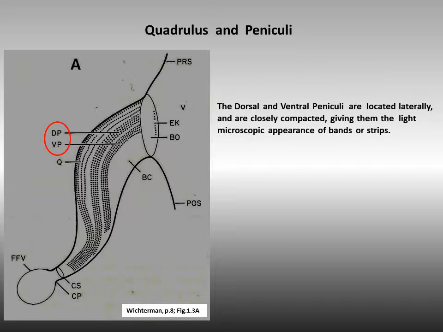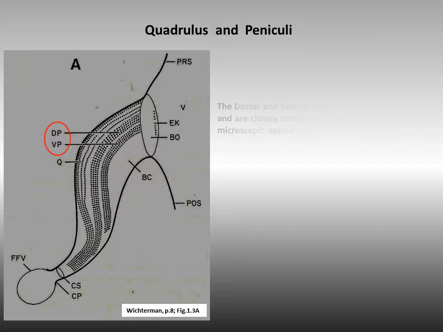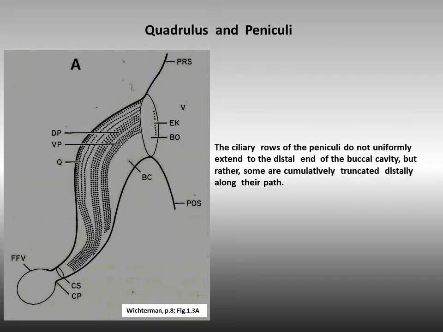The dorsal and ventral paniculi are located laterally and are closely compacted, giving them the light microscopic appearance of bands or strips. The ciliary rows of the paniculi do not uniformly extend to the distal end of the buccal cavity, but rather some are cumulatively truncated distally along their path.